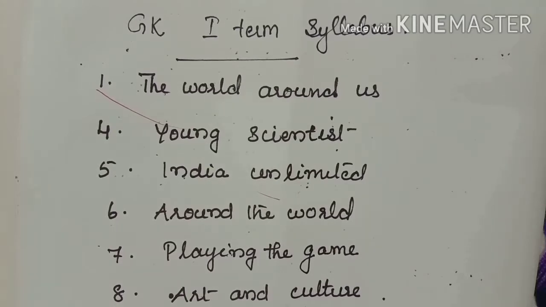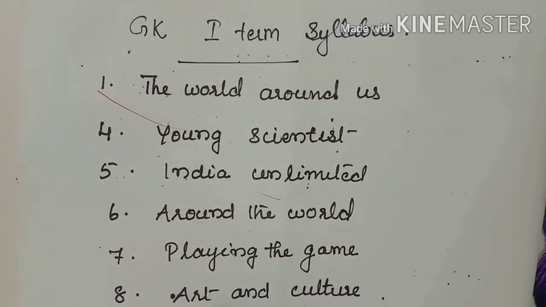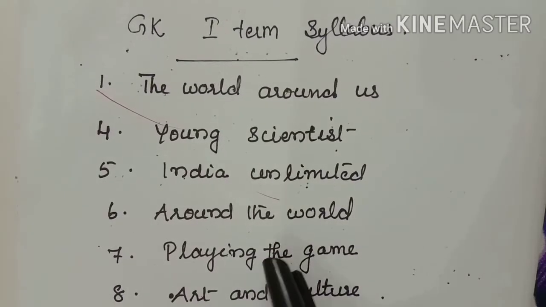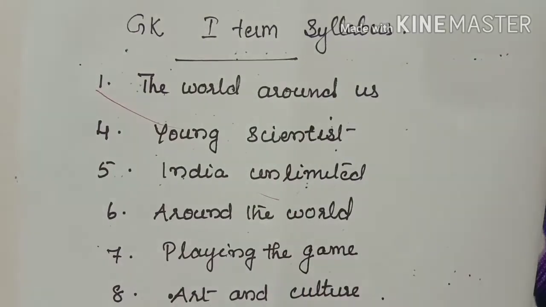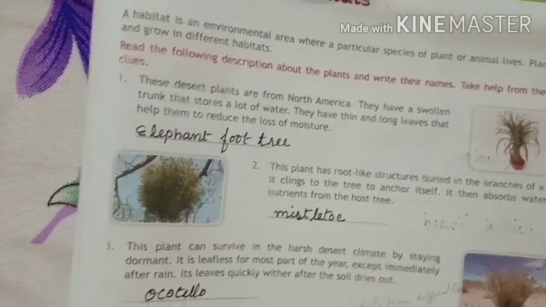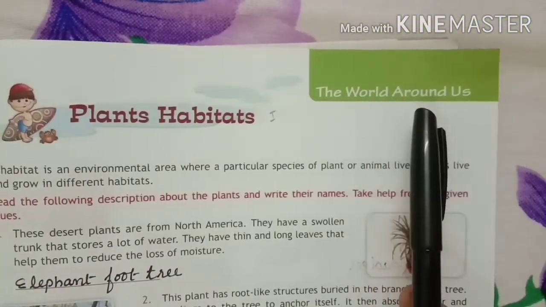Okay, children. We already completed these units. So today onwards, each chapter again I will discuss. You can check it again. First chapter, the world around us.